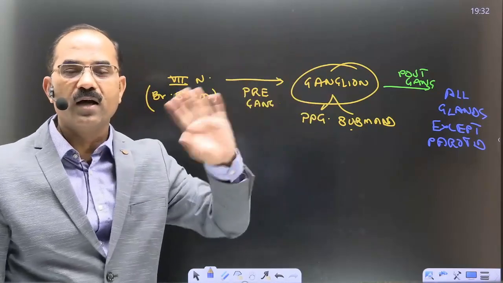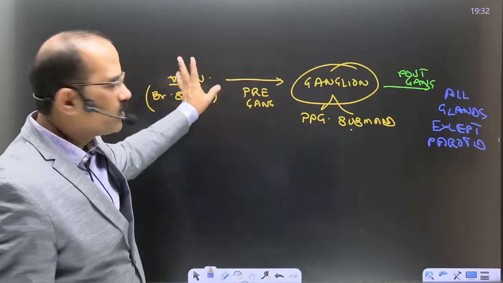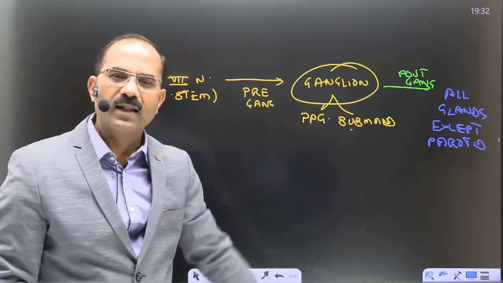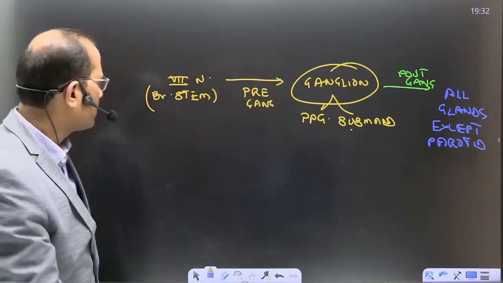Now, which ganglions are related to the seventh nerve? The pterygopalatine and the submandibular. And the postganglionic fibers supply the glands.